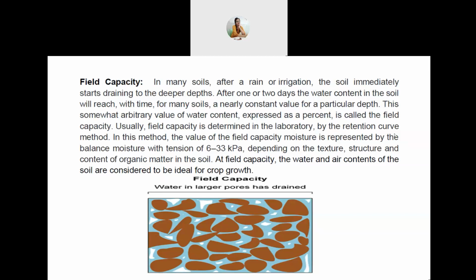In this method, the value of the fill capacity moisture is represented by the balanced moisture with tension of 6 to 33 kilopascal, depending on the texture, structure, and content of organic matter in the soil. At fill capacity, the water and air contents of the soil are considered to be ideal for crop growth.